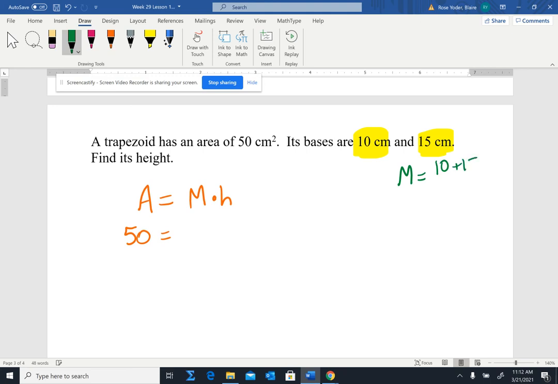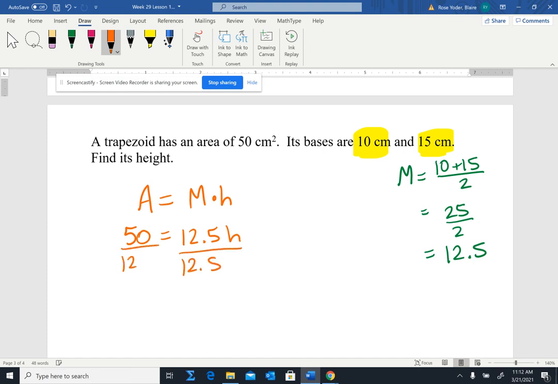So let me add them up. Divide by 2. 25 divided by 2 is 12.5. Will you sometimes get a decimal? Yes. If one of them's even and one of them's odd, you're going to get a decimal. So all I'm going to do is plug that in for the mid-segment and then solve for h. And I have a really quick equation to solve. I can just divide both sides by 12.5. And I get my height. 50 divided by 12.5 is 4. For what? If I look at the units in the problem, I see it's 4 centimeters is the height of the trapezoid.